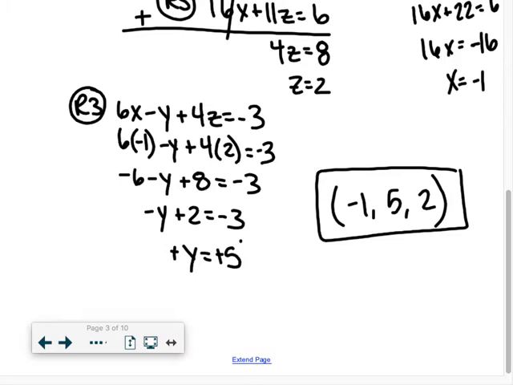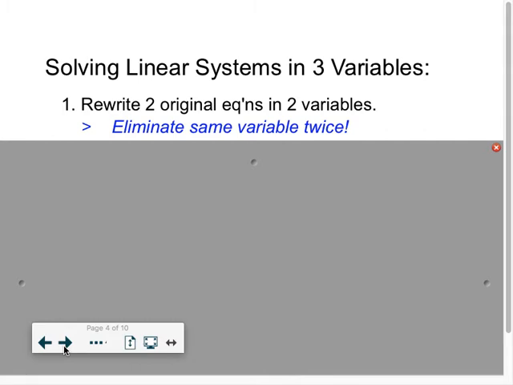Okay, now this is up to you. On the next slide, I wrote down, kind of in words, what we're doing. If you want to jot this down so you have something to refer to in your notes when you're trying to figure out what the heck all this algebra means. Okay, this is essentially what we do to solve a system in 3 variables. We start by rewriting 2 original equations in 2 variables.